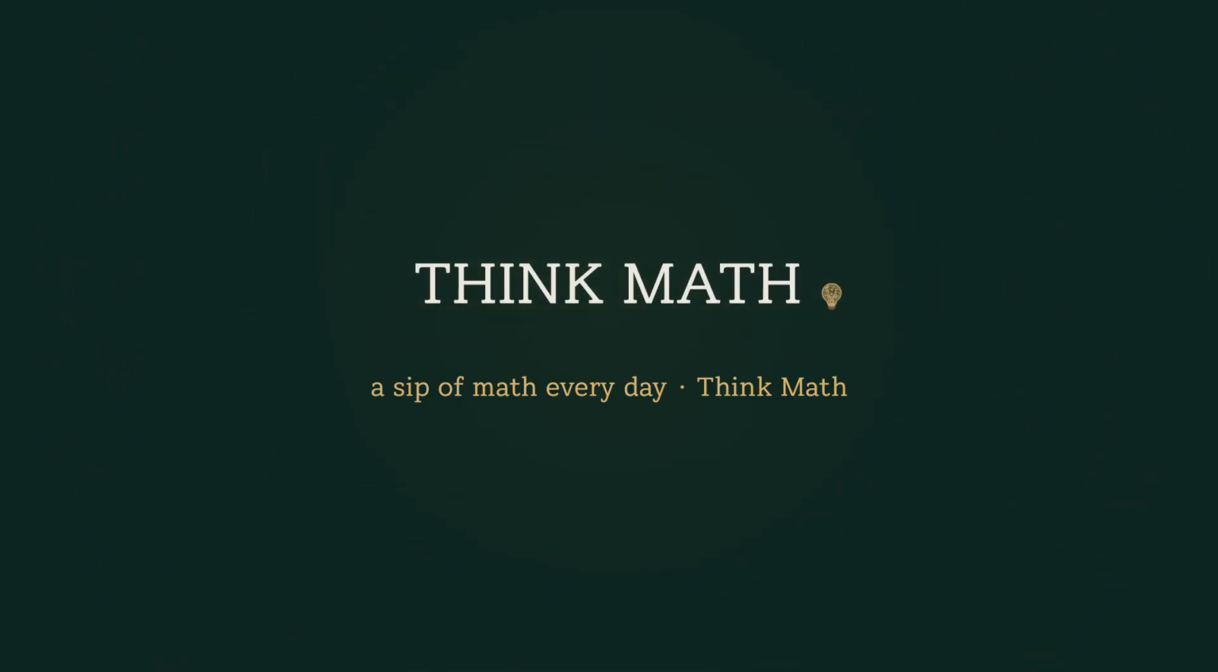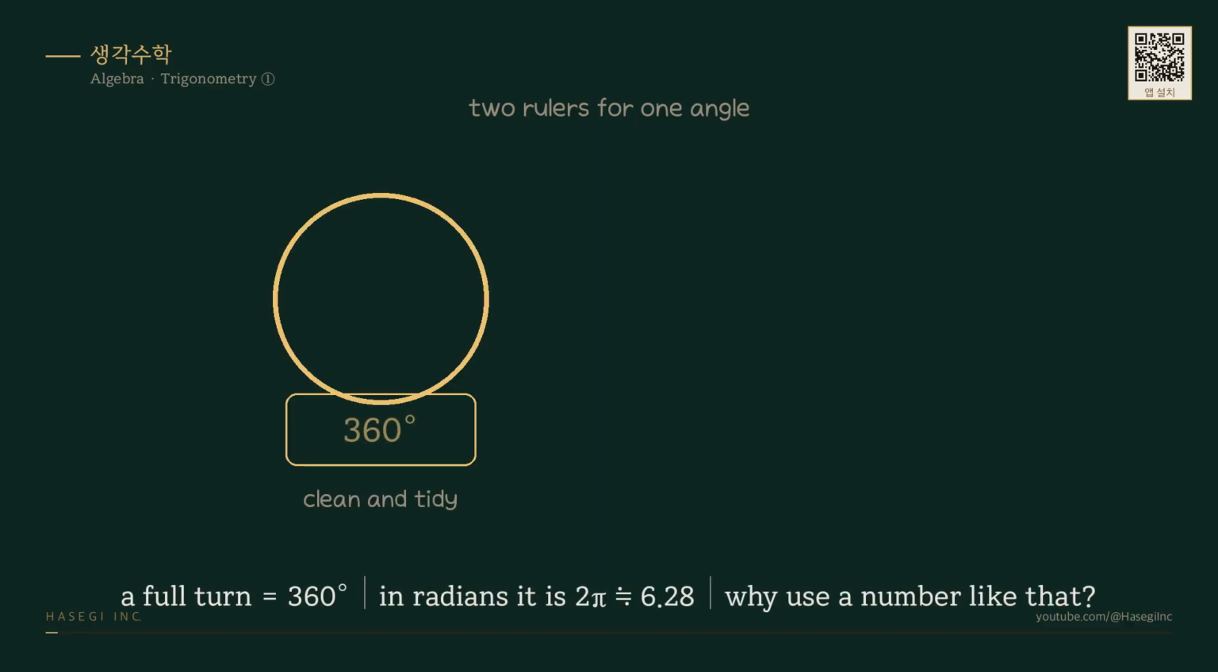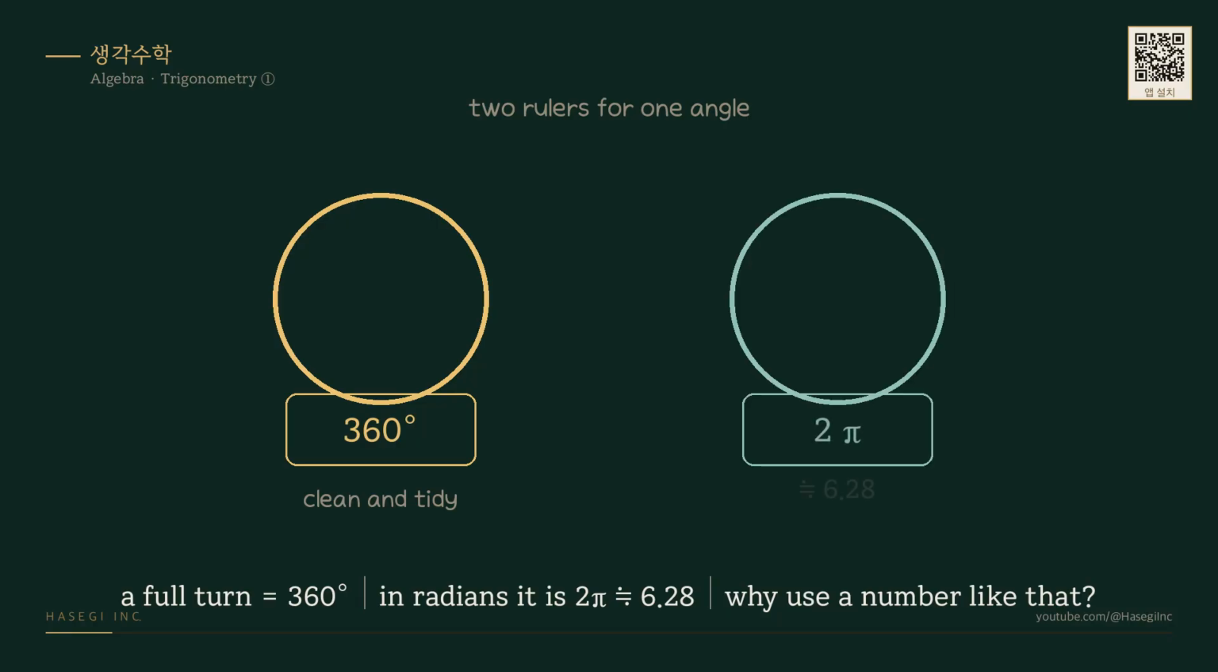Think math. A full turn is 360 degrees, clean and tidy. Then radians show up, and a full turn becomes 2 pi, which is about 6.28. Why abandon a perfectly good 360 for a number like that?